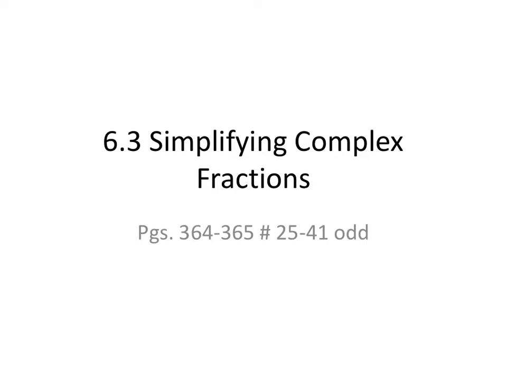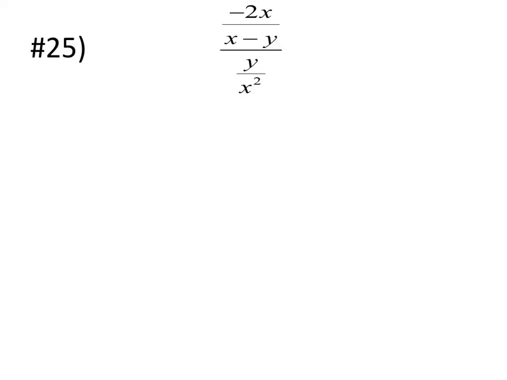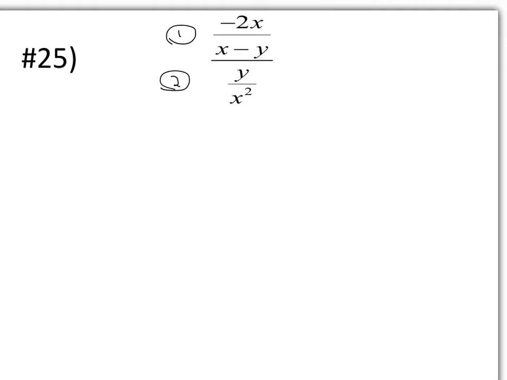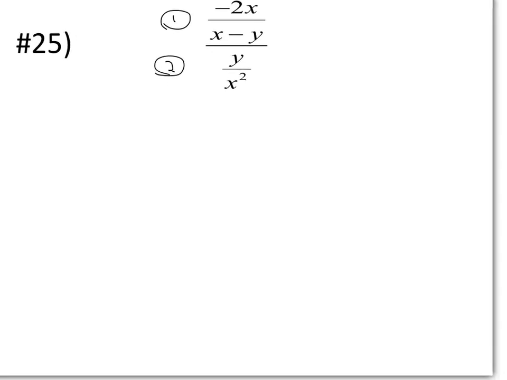All right, I'm going to do 25 to 41 odd. Your homework was 26 to 42 even. All right, so remember, I want you to number 1 and 2. And you need to make the numerator a single fraction and the denominator a single fraction.